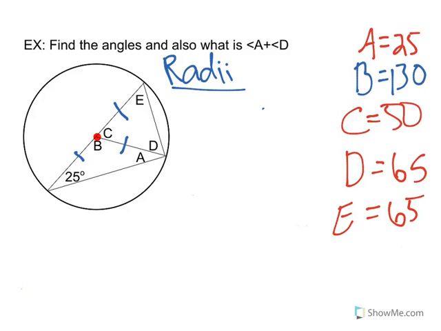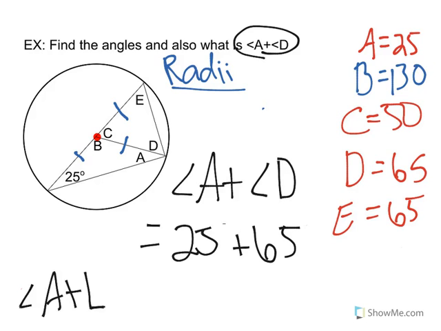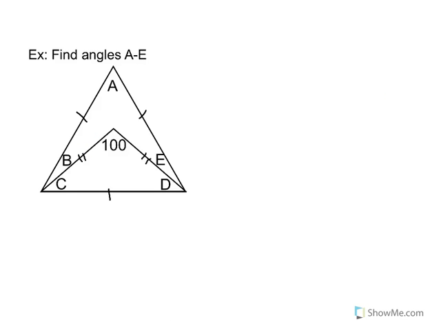So we also want to know what angle A plus angle D would equal. So angle A was 25 degrees and angle D was 65. So that means that angle A plus angle D is going to equal 90 degrees. Okay, so moving on to another example.